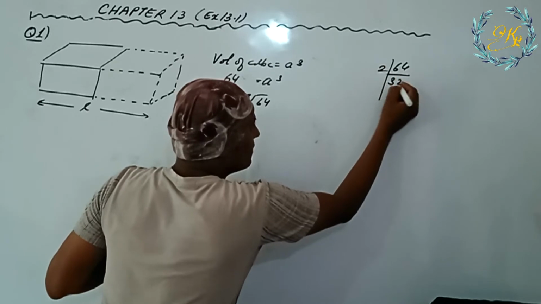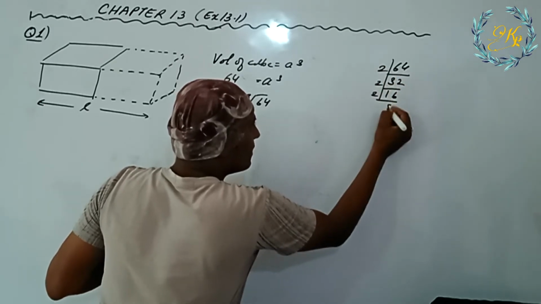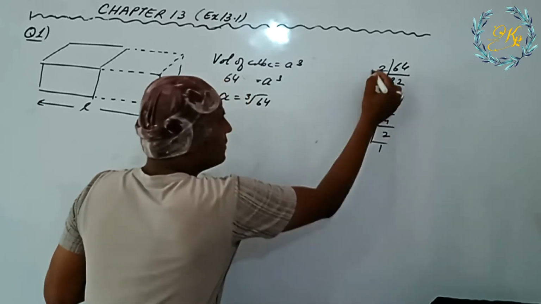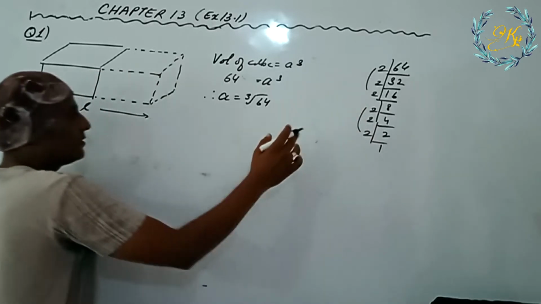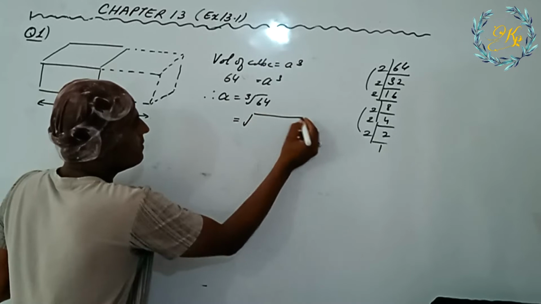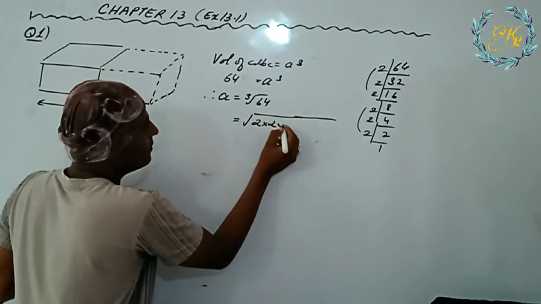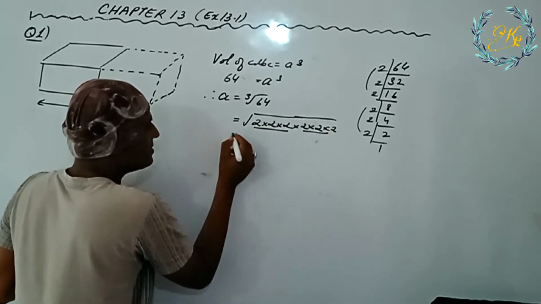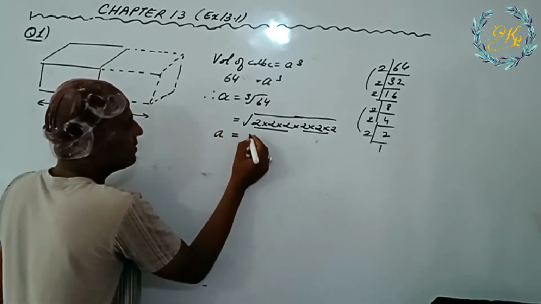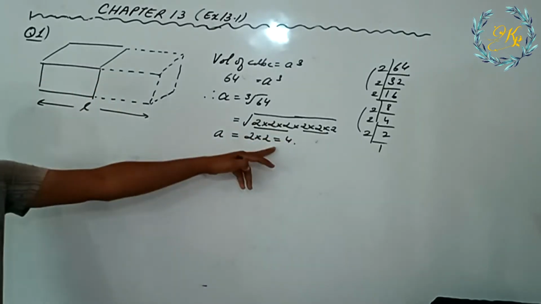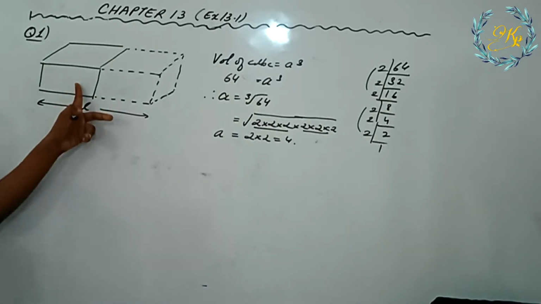Factorize 64. 32, 16, 8, 4, 2, 2. So you can see in pairs of 3 there are two pairs of 3s. So you will write here cube root of 2 into 2 into 2. There are 6 2's here. Make groups out of these. So lastly you get the value of side of it is 2 into 2, which is equal to 4. It means an edge of a cube is of measure 4 centimeters.